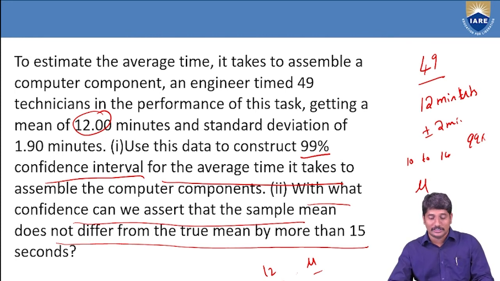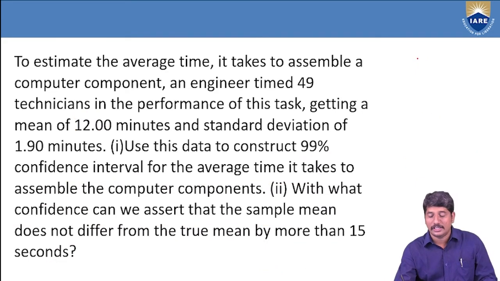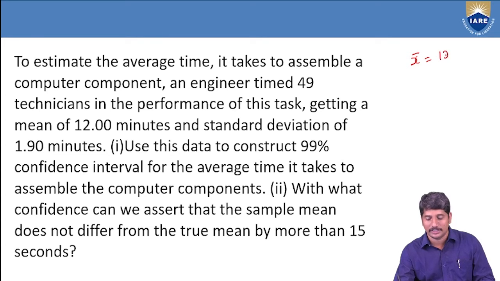Now let us try to solve this. Here, first let us list out all the given data in terms of mathematical terminology. The sample mean time to assemble the computer taken by 49 workers is 12 minutes, and the number of workers we have tested is 49, that is the sample size is 49, and the standard deviation is 2 minutes, or 1.9, approximately 2 minutes.